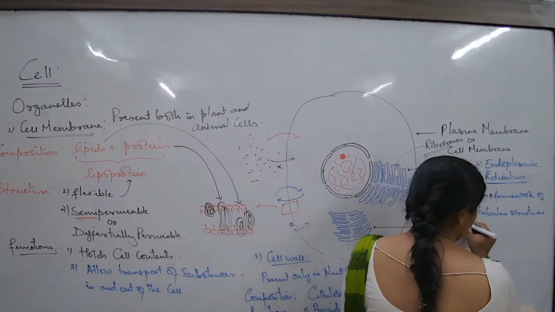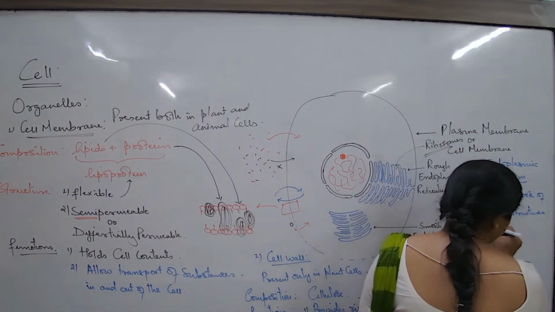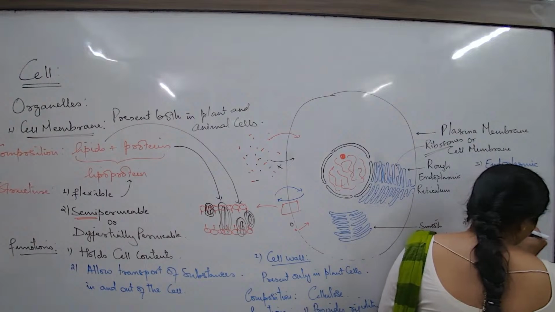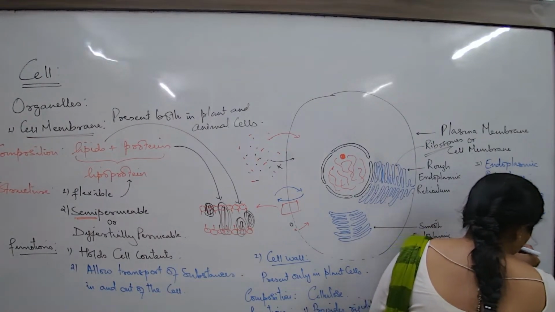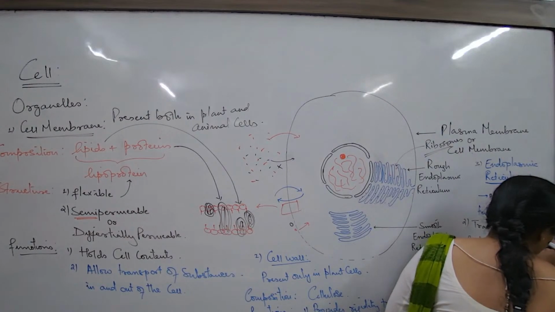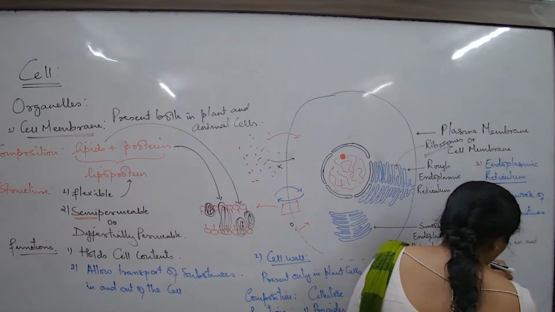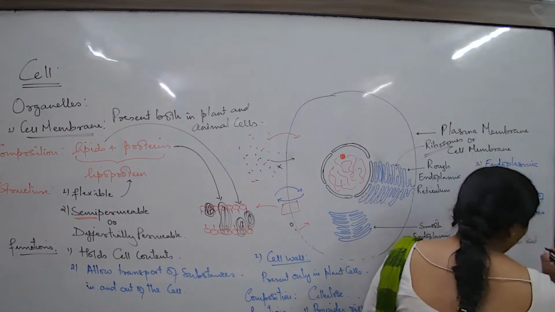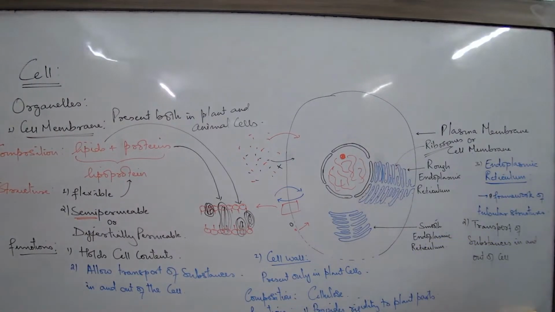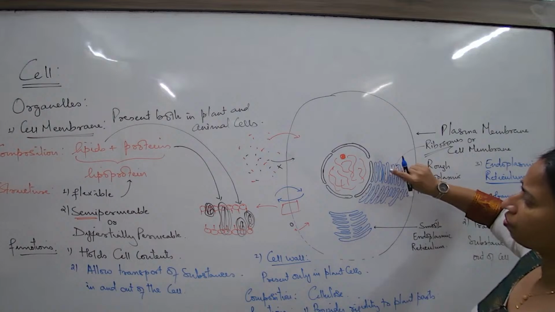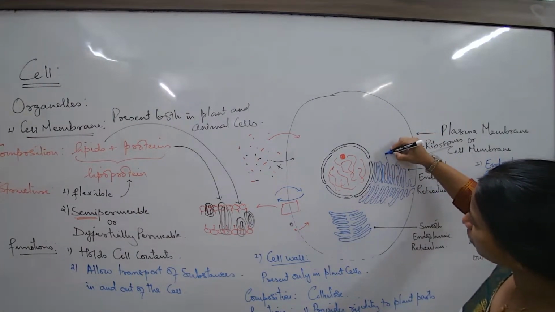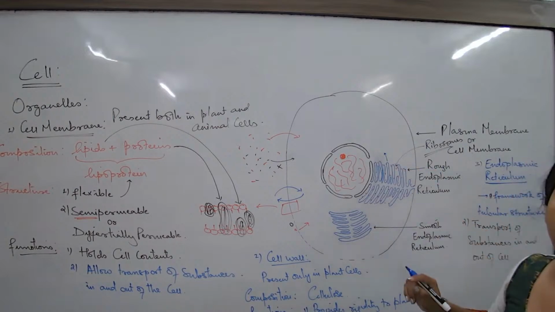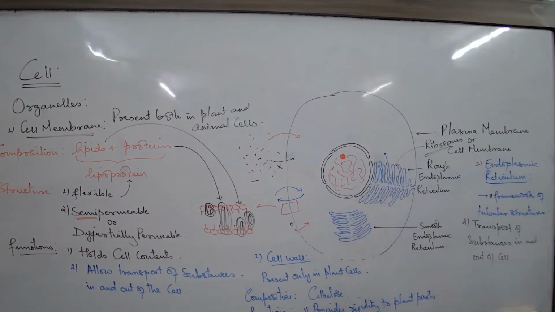What next? They help in transport of substances in and out of the cell. Meaning they help in transport of substances. How transport? If I talk about this rough endoplasmic reticulum, I say the rough endoplasmic reticulum produces proteins because they have got ribosomes attached.